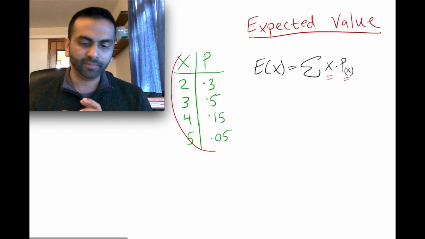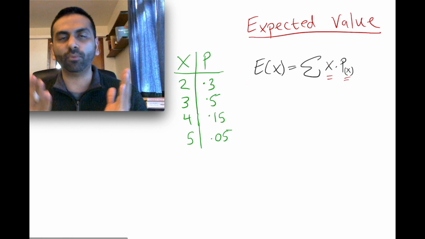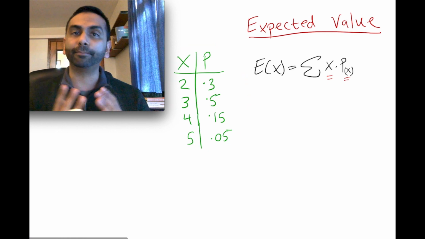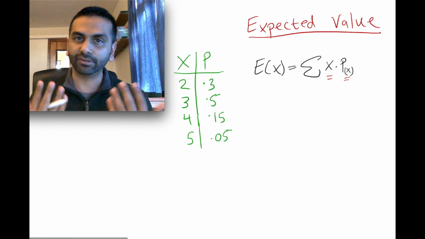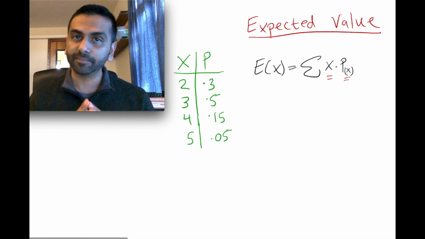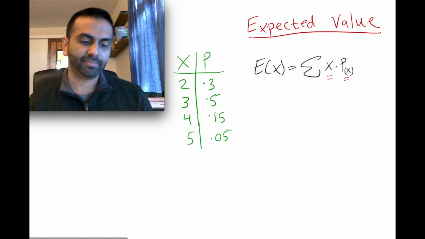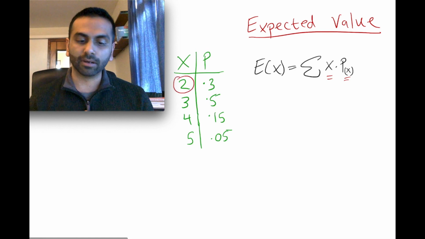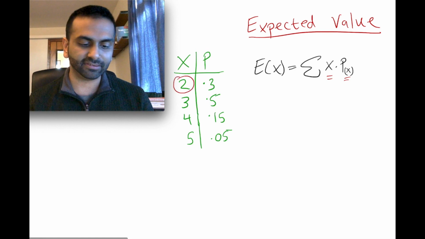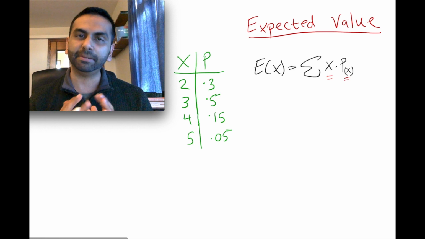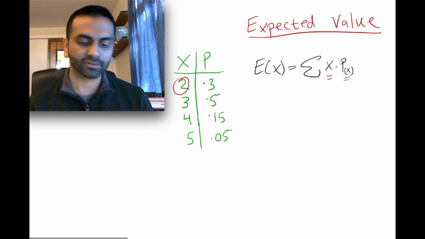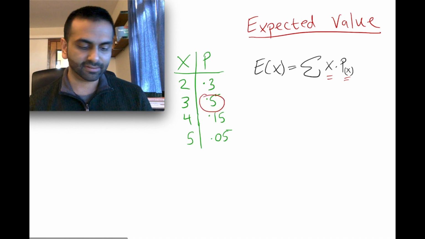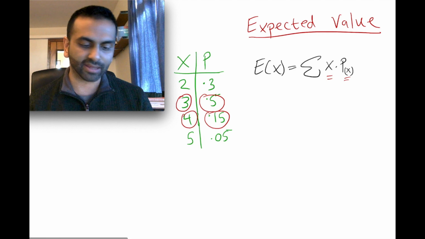Let's say you want to know the average number of classes that students at my university take. And let's say you have this data: how many people take exactly 2 classes, and this column is giving you the percentage, so 30%. 30% of people at your university take exactly 2 classes. 50% take exactly 3 classes. Another 15% take 4 classes, and 5% take 5 classes.